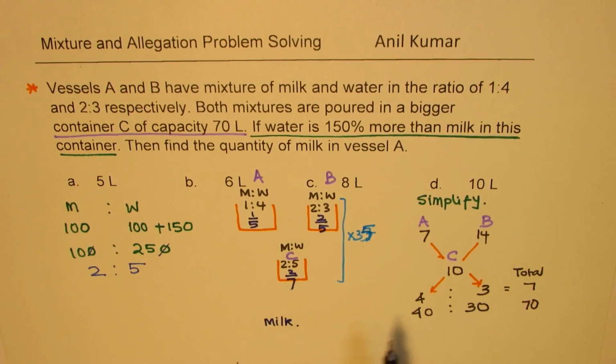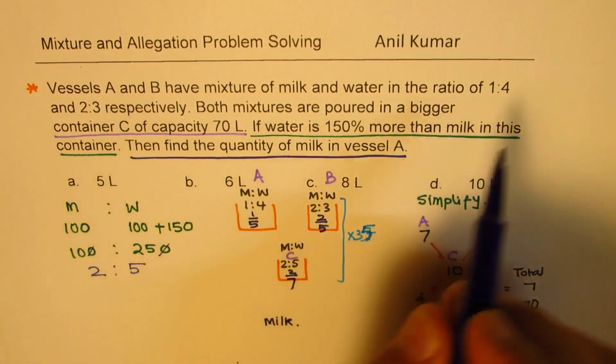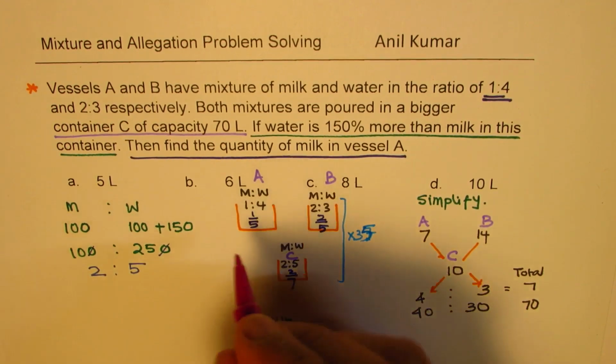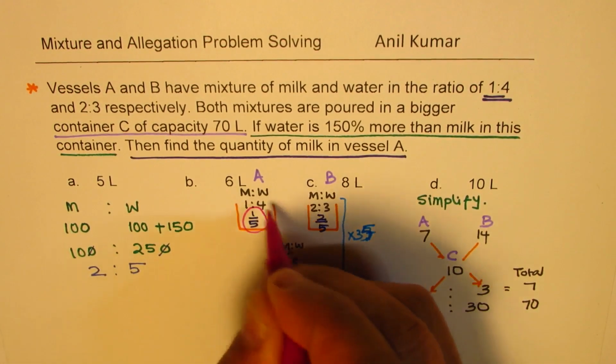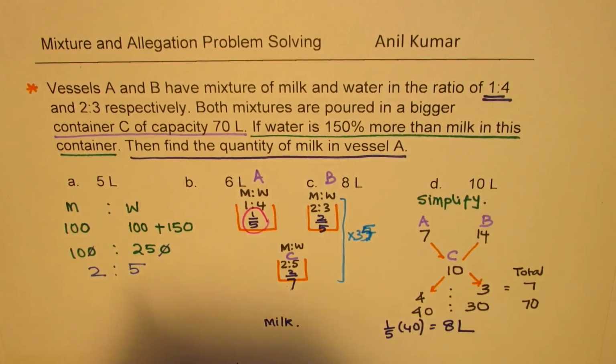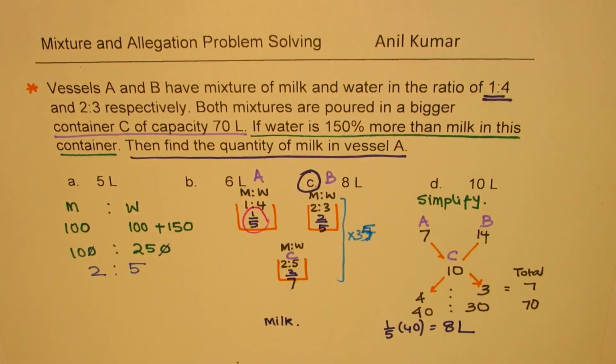Now, the question really is, it's a complicated question, really. A lot of steps involved. It is to find the quantity of milk in vessel A, and in vessel A, quantity of milk is 1/5, right? So milk is 1/5, correct? We need to find the quantity of milk, right? It is 1/5 of the whole. So again, here we'll do 1/5 of 40 to get the result, which is 8 liters. So the option here is option C, 8 liters. Does it make sense to you? Perfect. So a lot of steps involved.